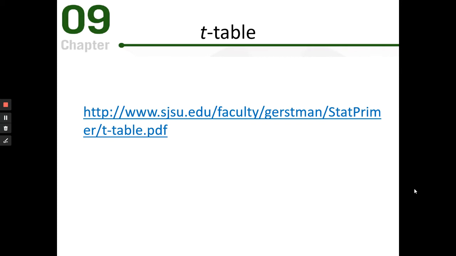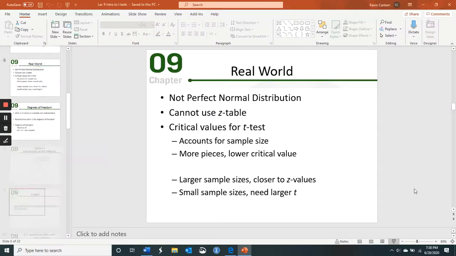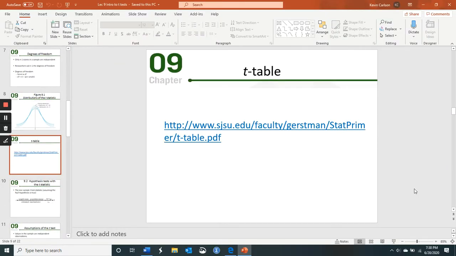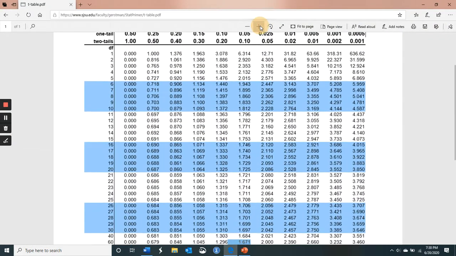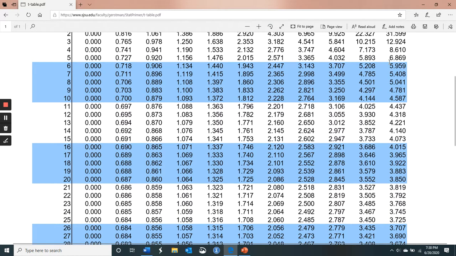So here's a table we're going to be using. There is a table also in the textbook. I don't know exactly which appendix it is, but you can look for the t-test table or t-statistic table. You can use your textbook or you can use this one. We're going to use this one, and I'm going to expand it so we can see what the top looks like.